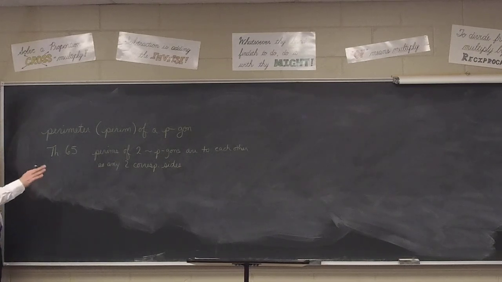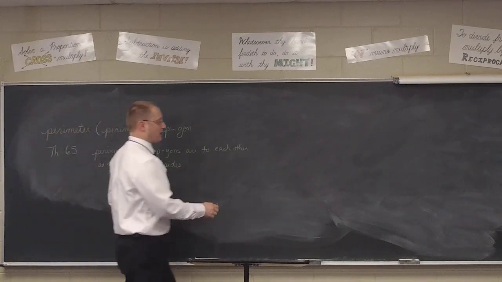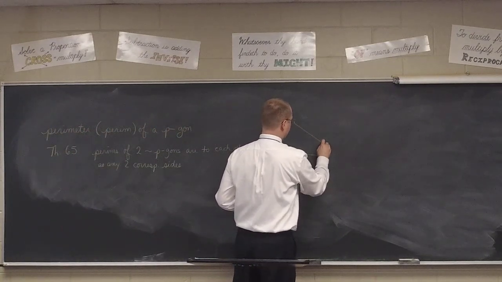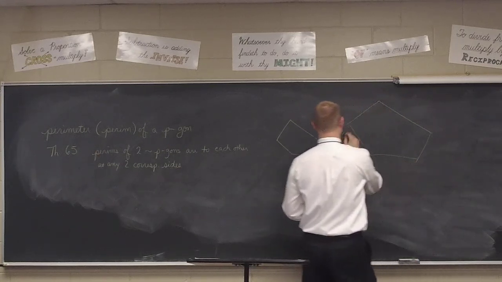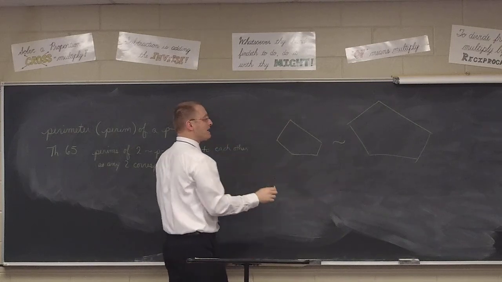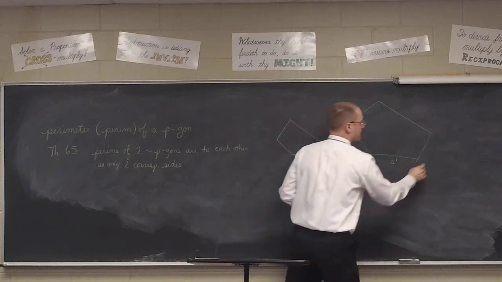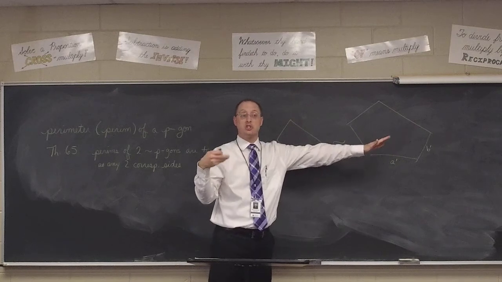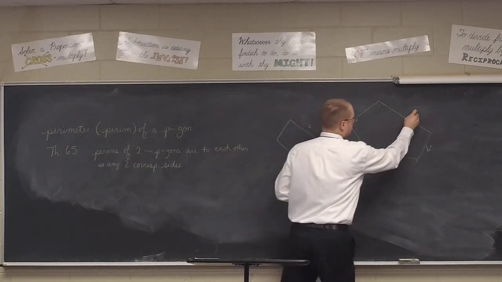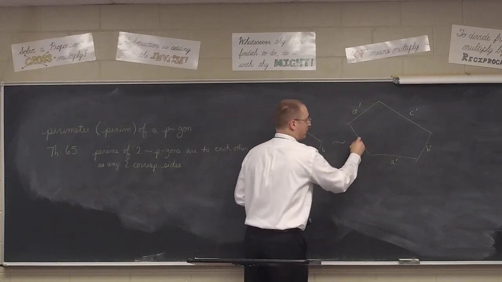Perimeters of two similar polygons are to each other as any two corresponding sides, or you could say as the ratio of any two corresponding sides. Here's the idea. You've got two polygons that are similar, and we'll go with some goofy looking shape there and some goofy looking shape here. Let's suppose we knew these were similar. That means that side A is to side A prime as side B is to side B prime. We call this ratio the ratio of similitude. As C is to C prime, as D is to D prime, as E is to E prime, correct?